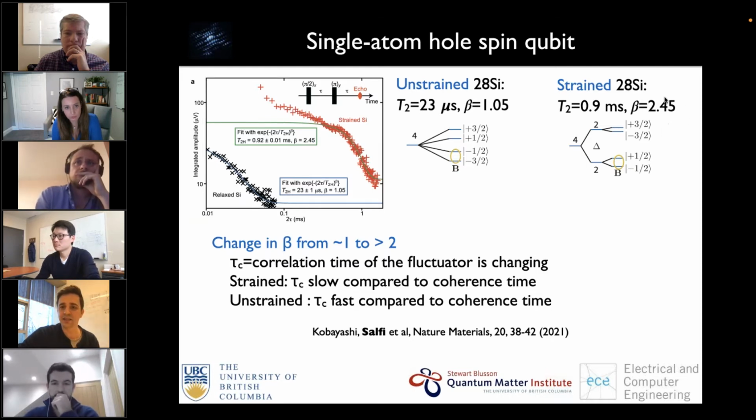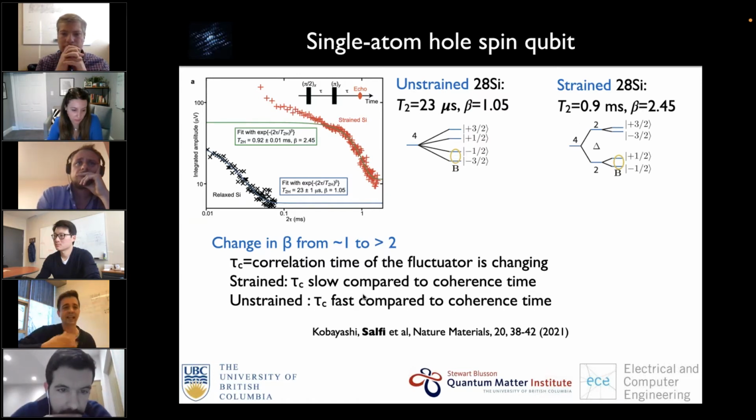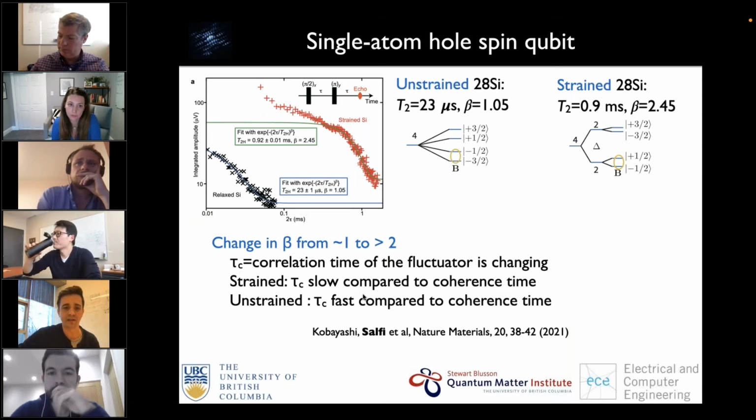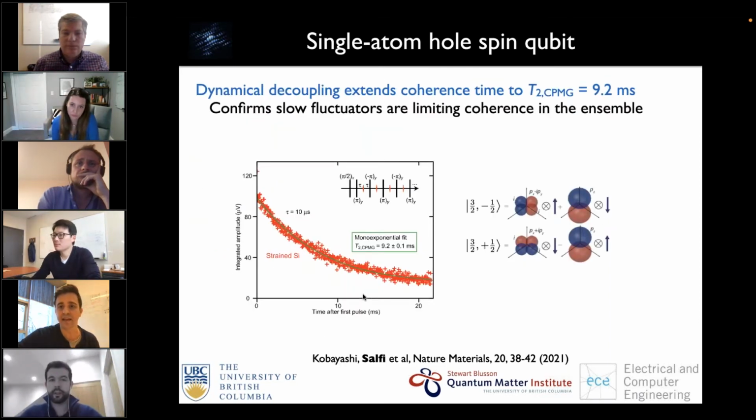And the key is this Hahn echo coefficient, the stretched exponential coefficient of being 2.5. And this tells us that slow fluctuators are dominating our decoherence process. And that means that if you apply dynamical decoupling, you should get a longer coherence time. And indeed, that's what we saw, around 10 milliseconds.